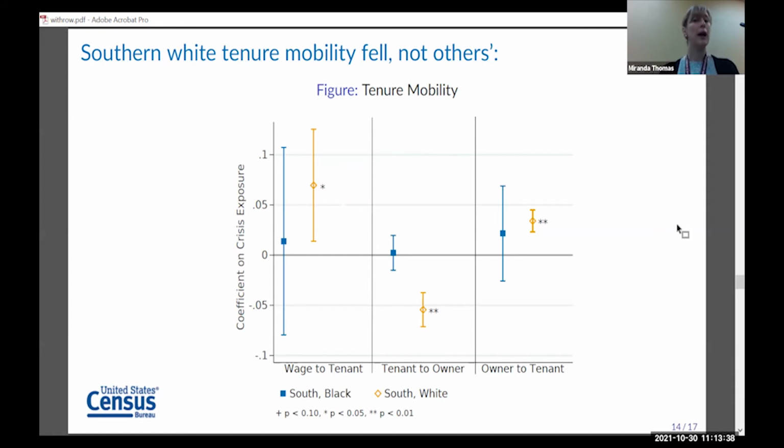When I look at Southern Black farmers, I see no similar significant relationship between crisis exposure and tenure mobility. And the same goes for Midwestern white farmers. So what was it about white Southern tenure mobility that was different than Black Southern or white Midwestern tenure mobility?